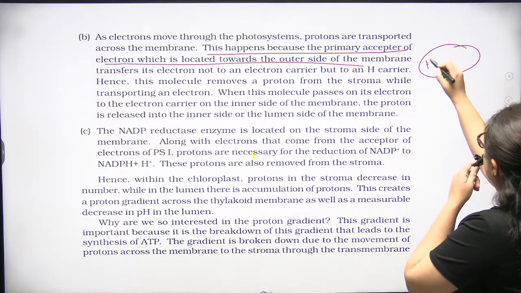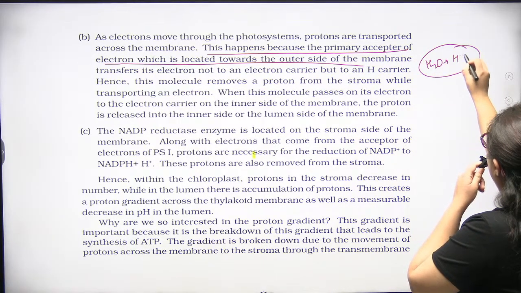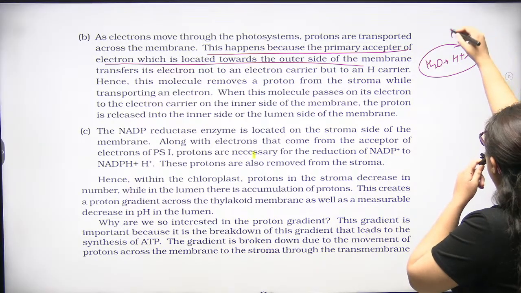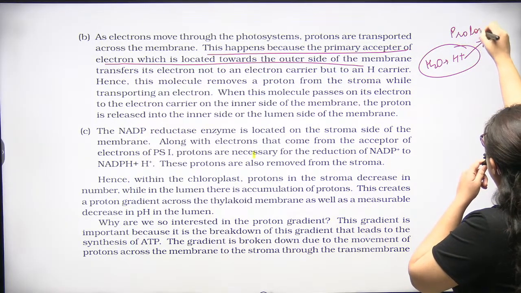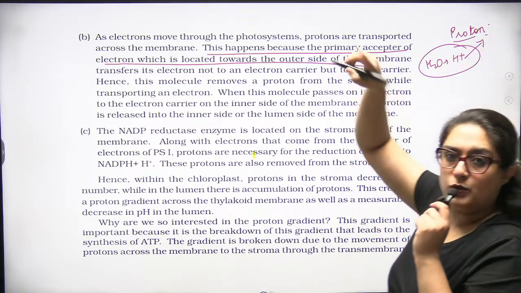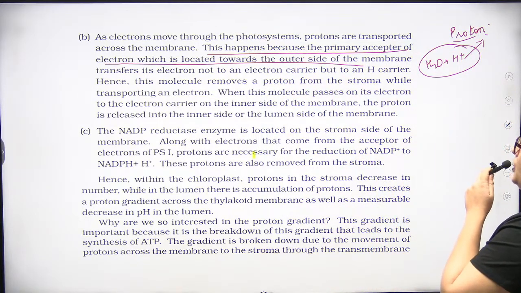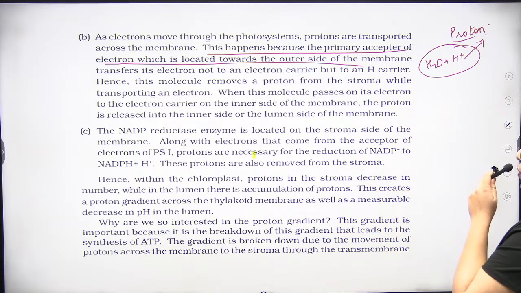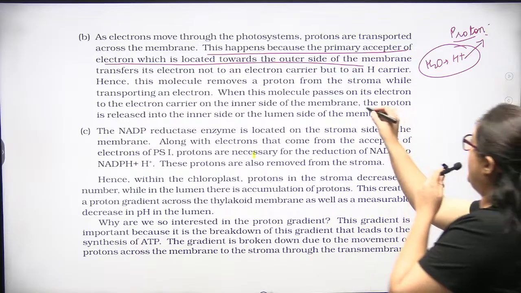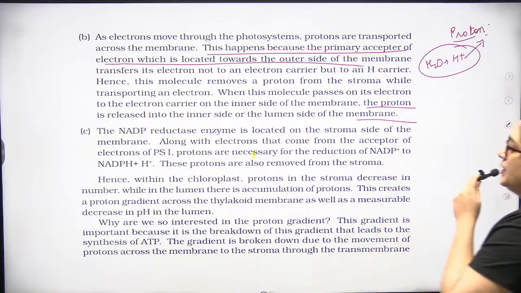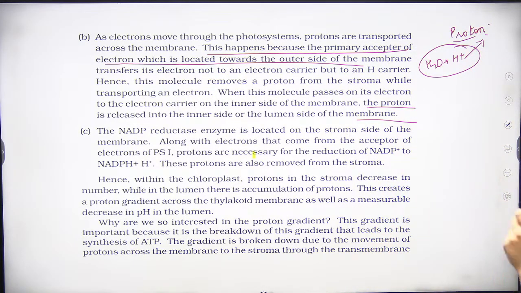Inside, H2O splitting, H plus ions are forming, the outside proton. When this molecule passes on its electron to the electron carrier on the side of the membrane, the proton is released to the inner side, or lumen side, of the membrane.